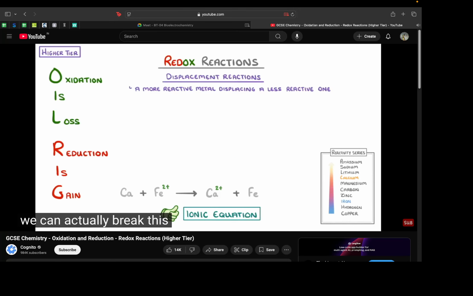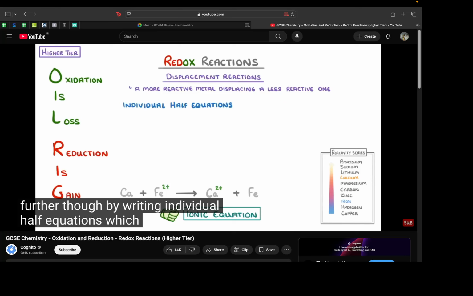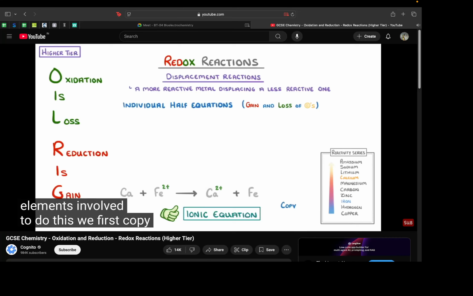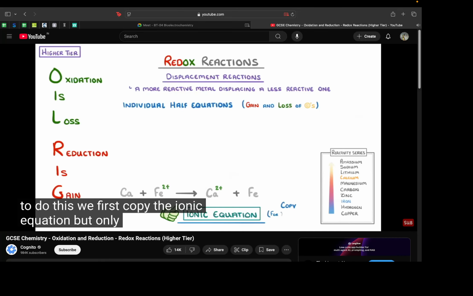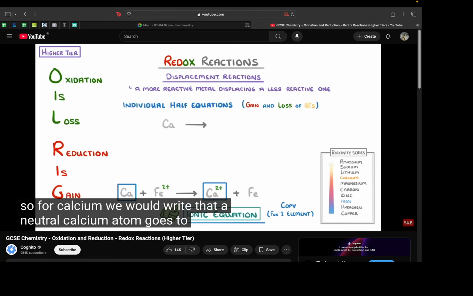We can actually break this down even further though, by writing individual half equations which show the gain and loss of electrons for each of the elements involved. To do this, we first copy the ionic equation, but only for one particular element. So for calcium, we would write that a neutral calcium atom goes to form a calcium 2+ ion.